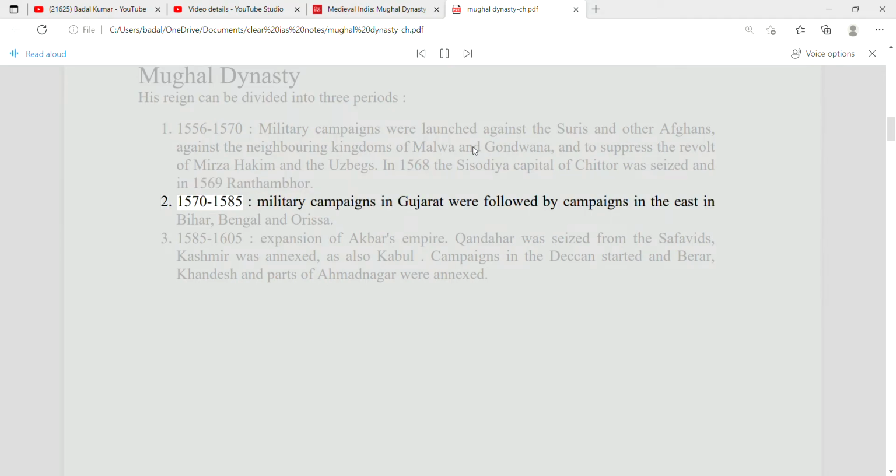Two, 1570–1585: military campaigns in Gujarat were followed by campaigns in the east in Bihar, Bengal, and Orissa. Three, 1585–1605: expansion of Akbar's empire. Kandahar was seized from the Safavids, and Kashmir was annexed, as also Kabul. Campaigns in the Deccan started and Berar, Khandesh and parts of Ahmadnagar were annexed.